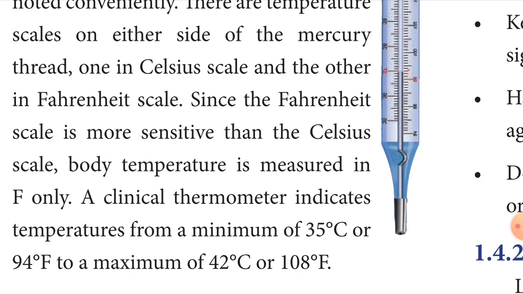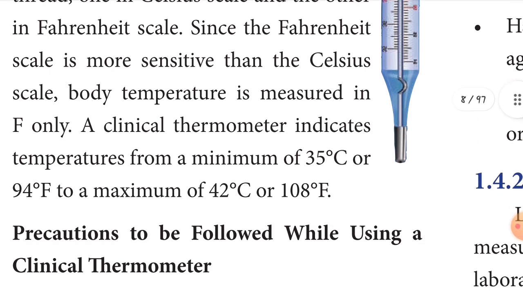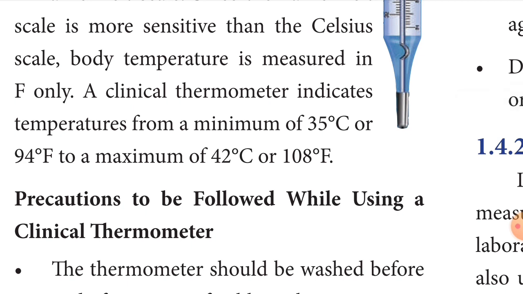Here the clinical thermometer indicates the temperature from what? Minimum, 35 degrees to 37 degrees Celsius, or in Fahrenheit, 94 degrees Fahrenheit. Okay, so that means the maximum is 42 degrees Celsius to 108 degrees Fahrenheit. This is your maximum, okay.